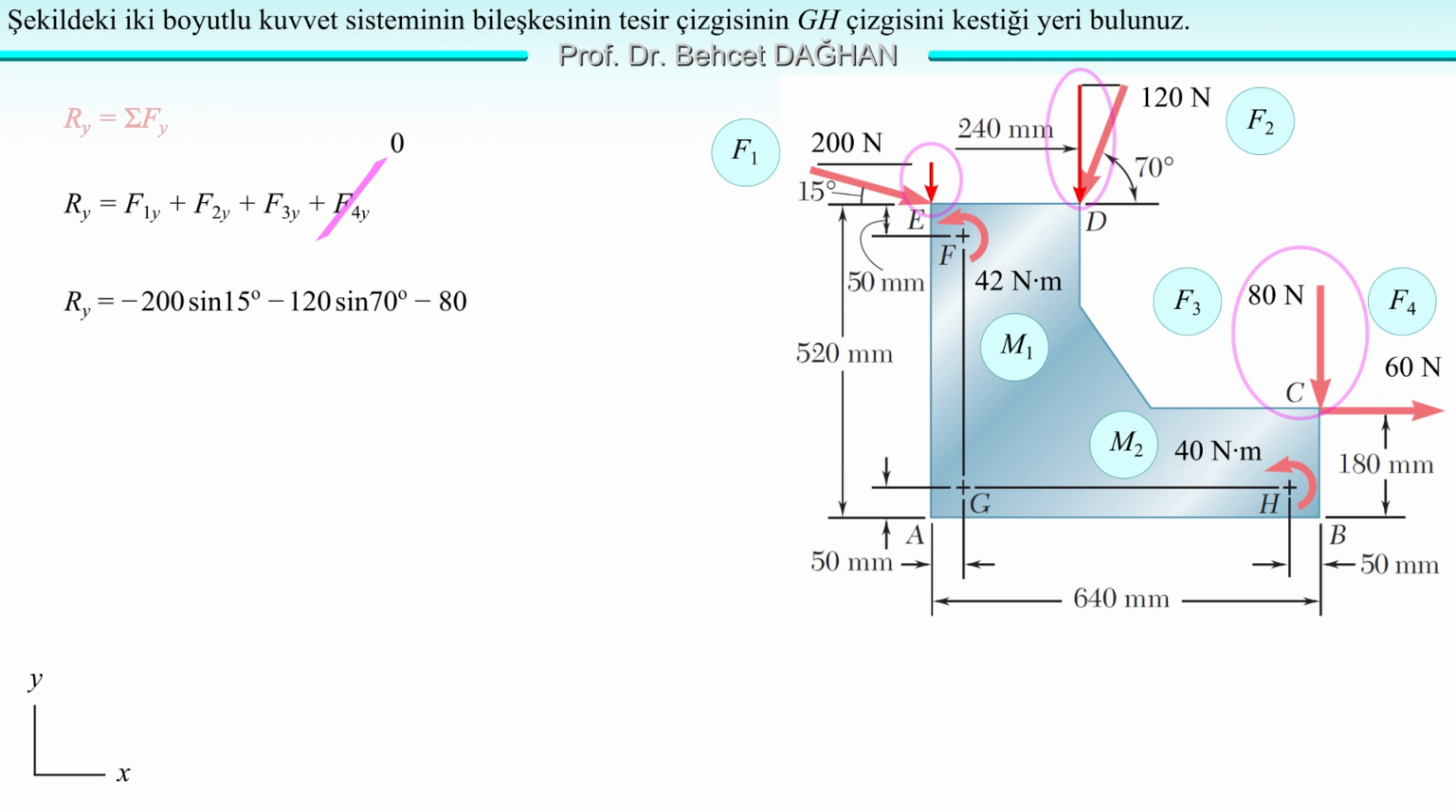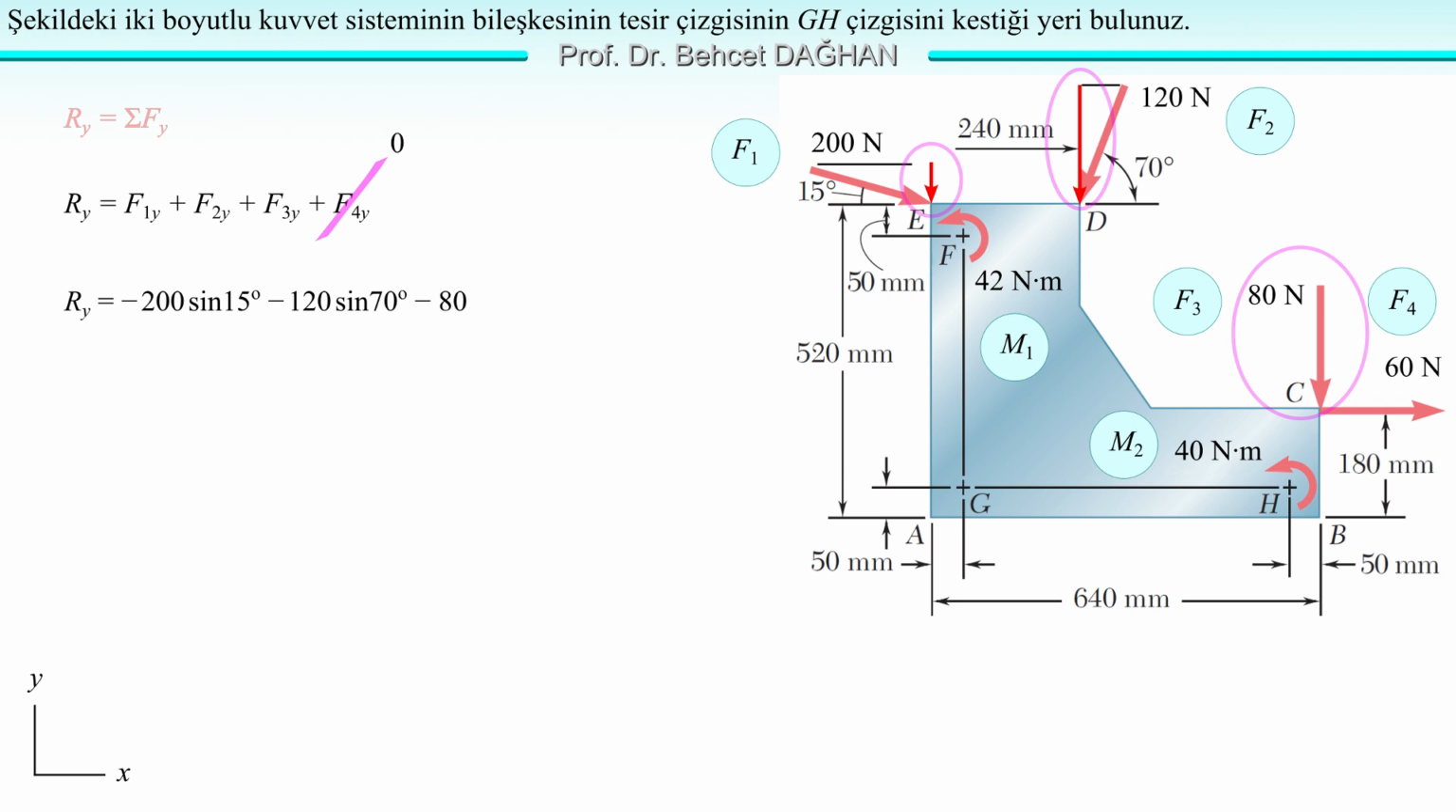Now let's find the y components, or vertical components, of these forces. The vertical component of F1, or 200N, is downward. We see from the figure. Therefore, it is negative, minus 200 times sine 15. The angle it makes with the x-axis is also given as 15 degrees. Therefore, the y component of F1 is equal to minus 200 times sine 15. Let's move on to F2. Let's find the y component of the 120 newtons force. It is also equal to 120 times sine 70. But it is also negative. Since it is downward, it is also negative.